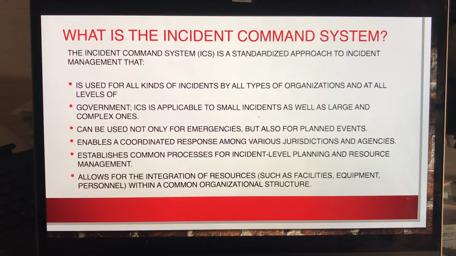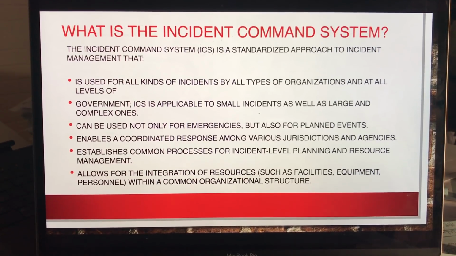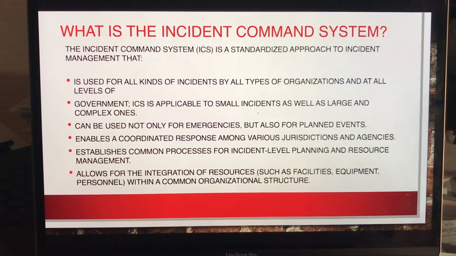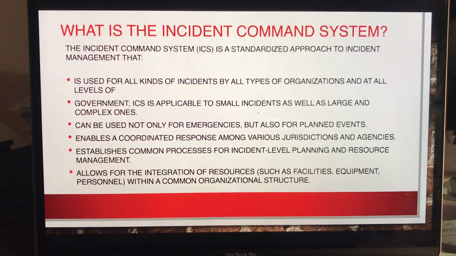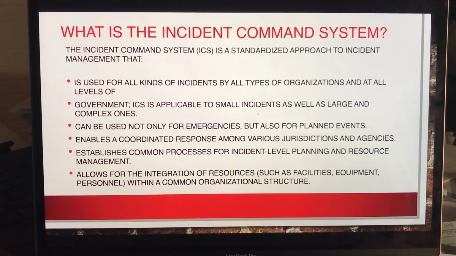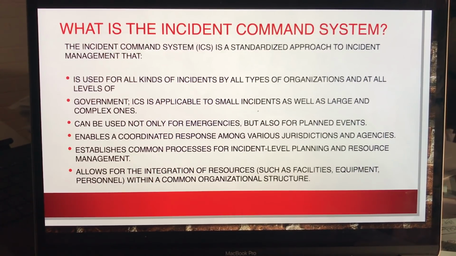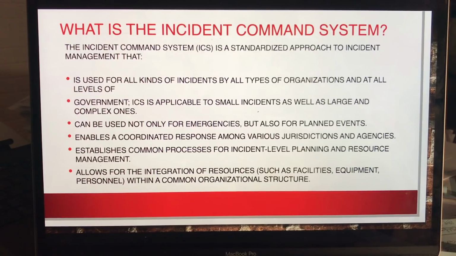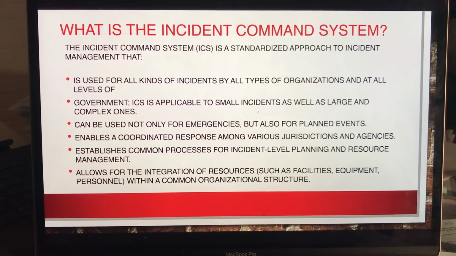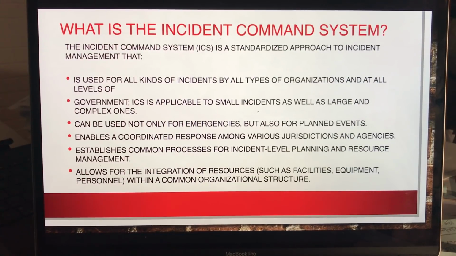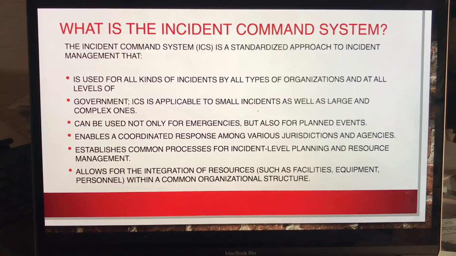What is the Incident Command System? The Incident Command System is a standardized approach to incident management that is used for all kinds of incidents by all types of organizations and at all levels of government. ICS is applicable to small incidents as well as large and complex ones. It can be used not only for emergencies, but also for planned events.